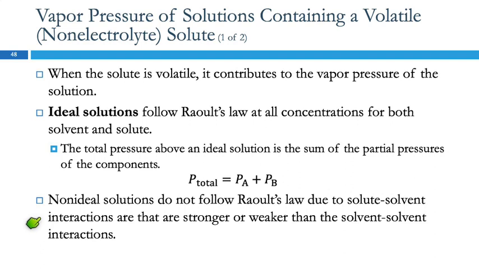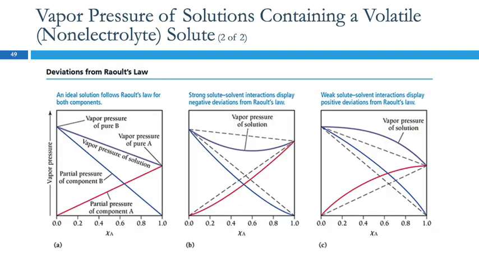Non-ideal solutions don't follow Raoult's law, and that's because of interactions between the solute and the solvent particles. So the first graph shows an ideal solution. We're looking at the mole fraction of A. These solutions have component A and component B.